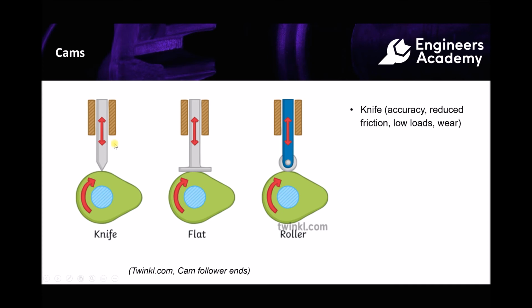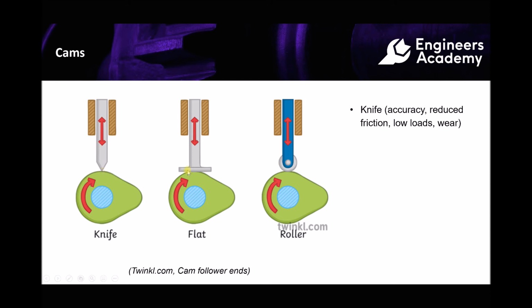Now, as you can imagine, because we have a single point of contact, these give us very high degrees of accuracy. And in addition to that, because we have a single point of contact, we get low friction or reduced friction, and that's going to improve efficiency. However, the disadvantage with this type of follower is that it's not very good at carrying loads. If we apply heavy loads here, then we're going to cause excessive wear to the tip of the follower.